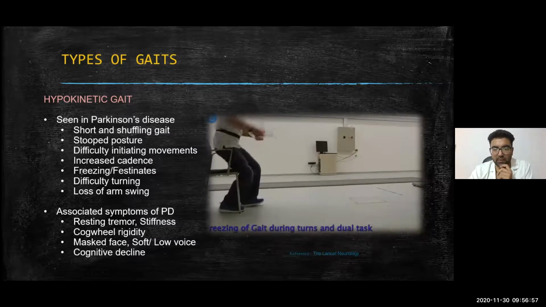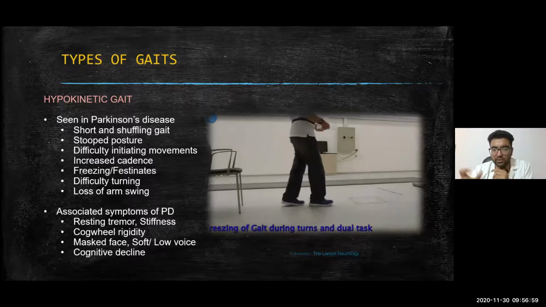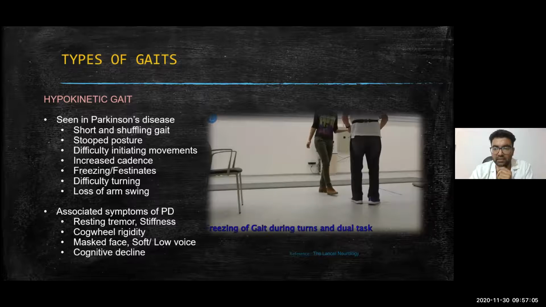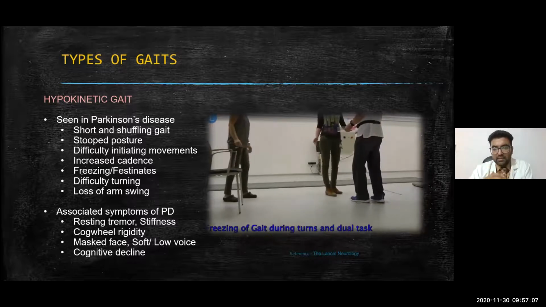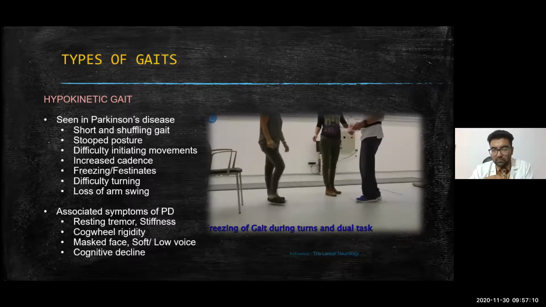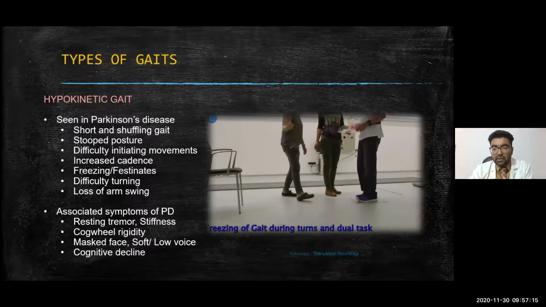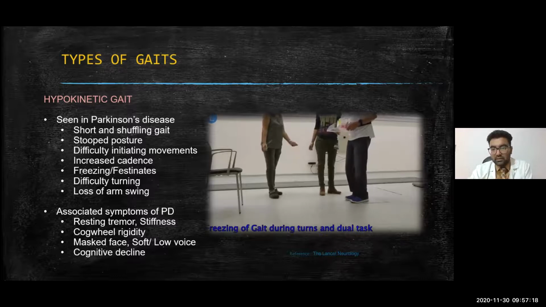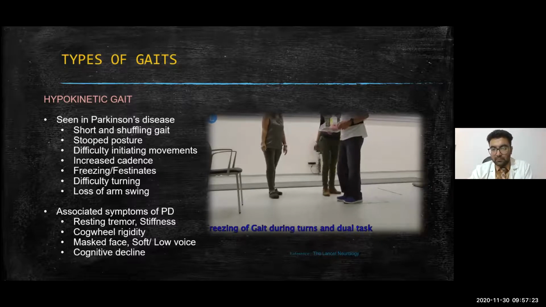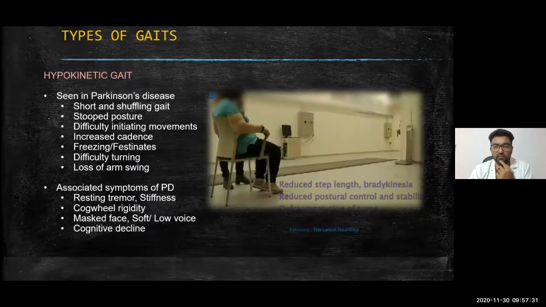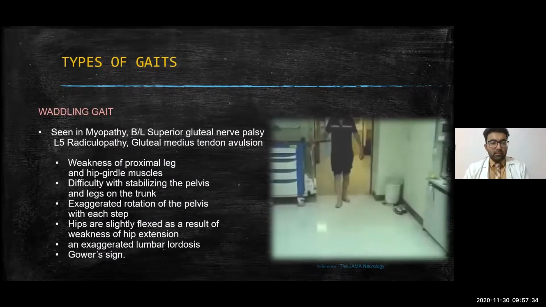Here is another example where you can see the small steps. And here you have the freezing. The patient literally freezes while turning. Now the patient will have difficulty with initiating the movement. See, you can see that the patient cannot initiate the movement. So that was our hypokinetic gait.